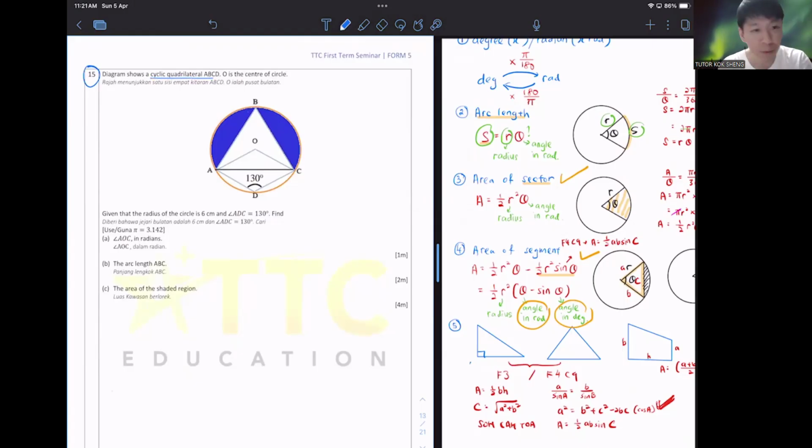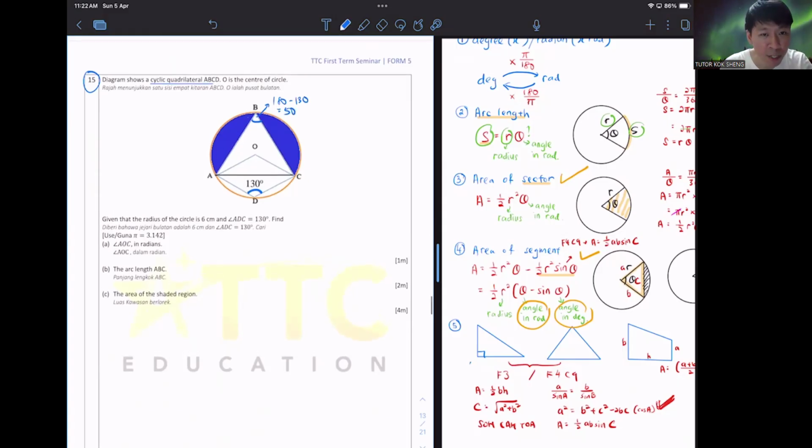O is the center of the circle. So this circle, long time no see. I'm not sure you remember the characteristics of this type of circle. ABCD is inside the circle, right? So for this cyclic quadrilateral, the opposite angles, 130 here at the bottom, will be in total 180. So on top here is 180 minus 130, which is 50.